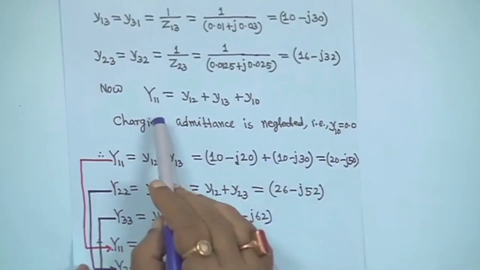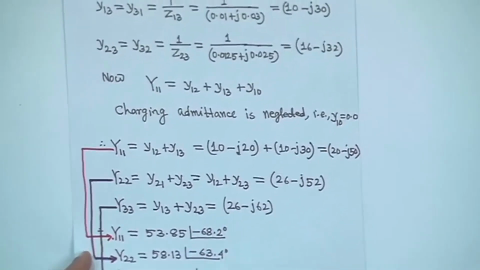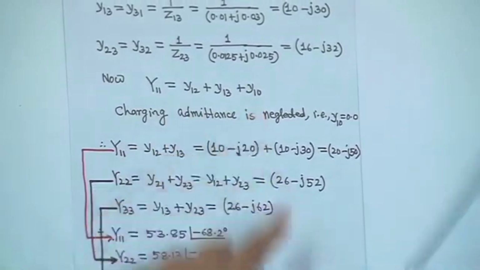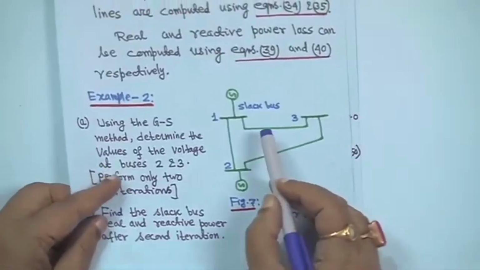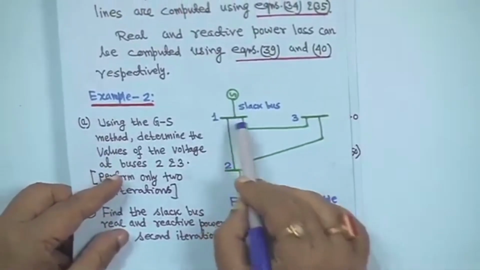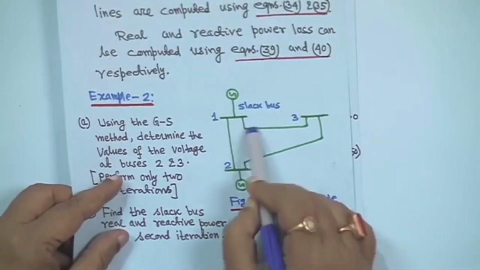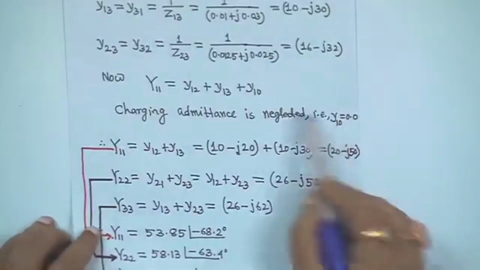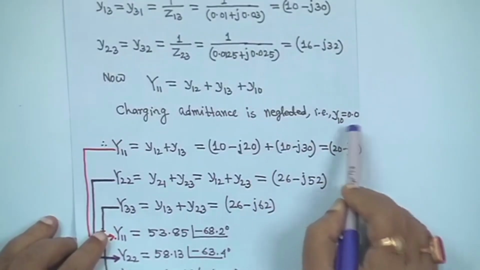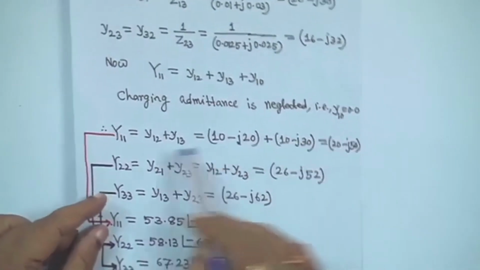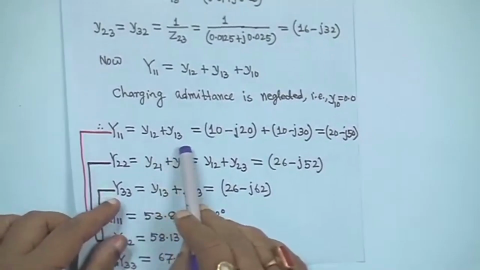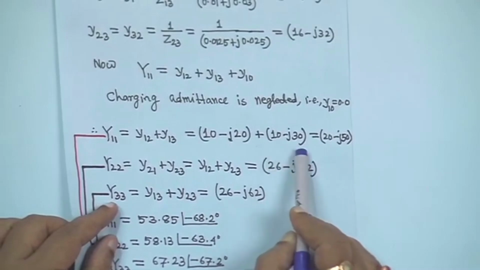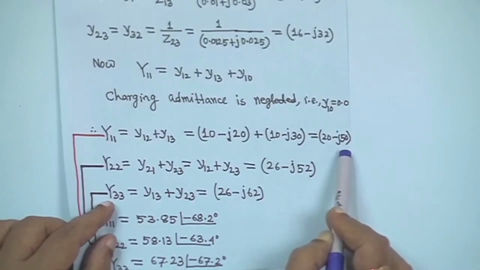Now, charging admittance is neglected. So, y11 is equal to y12 plus y13 plus y10. I mean, if you find y11, it will be y12 plus y13 plus y10, but charging admittance is neglected. So, y10 is 0. Therefore, y11 is equal to small y12 plus small y13. So, 10 minus j20 plus 10 minus j30 is equal to 20 minus j50.